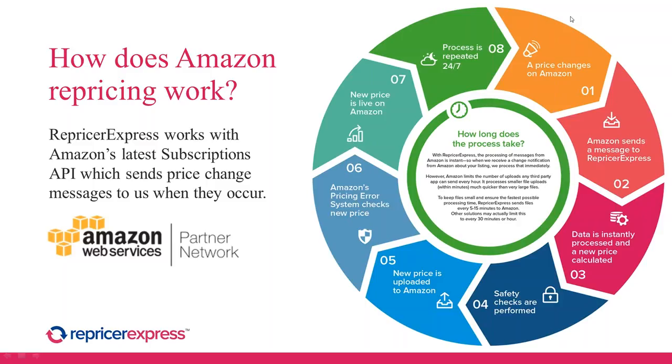Now you'll see here on the screen we've got a chart showing this whole process. So you just start where a price is changed on Amazon, and then it moves down, and Amazon sends us the notification. We'll apply your rule, see if a price needs changed, and if it does, we'll then perform our security checks, upload the price to Amazon where they'll perform their own security checks, and then your new price will go live on Amazon. And this whole process is running 24/7 every time anyone changes a price.